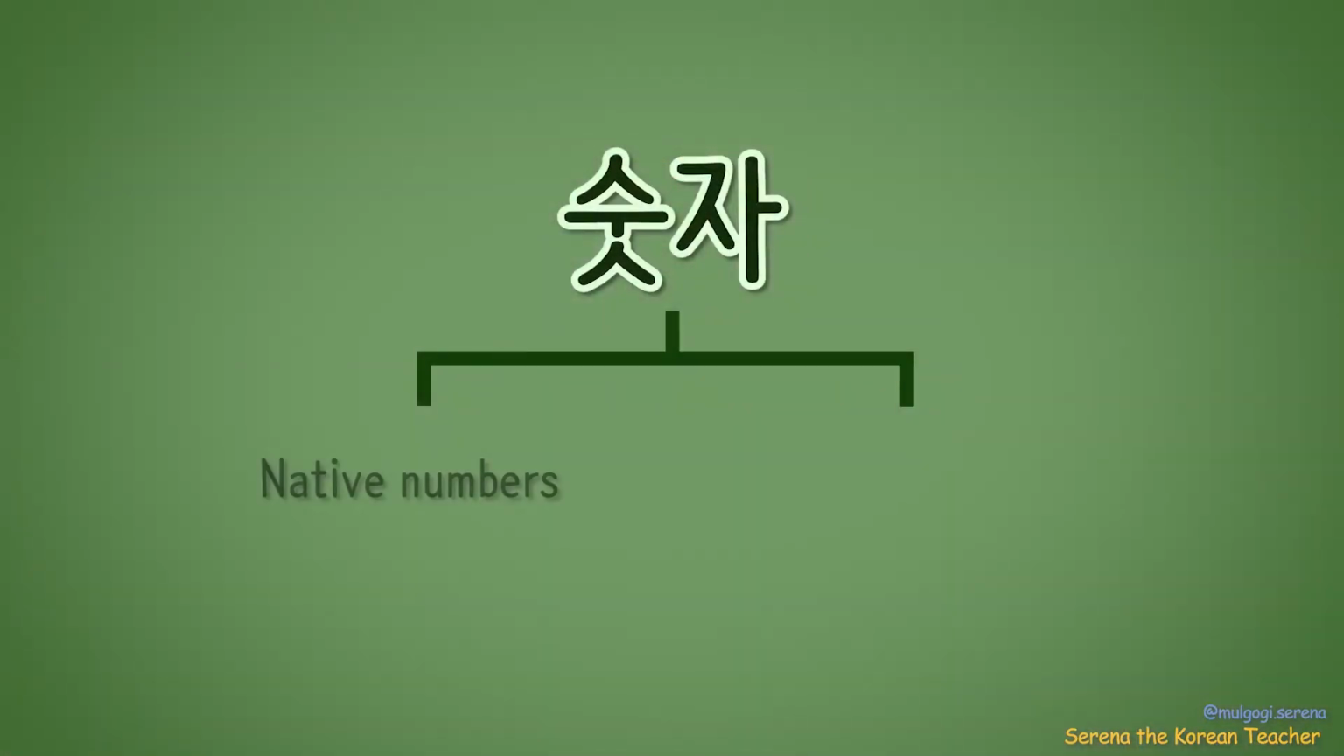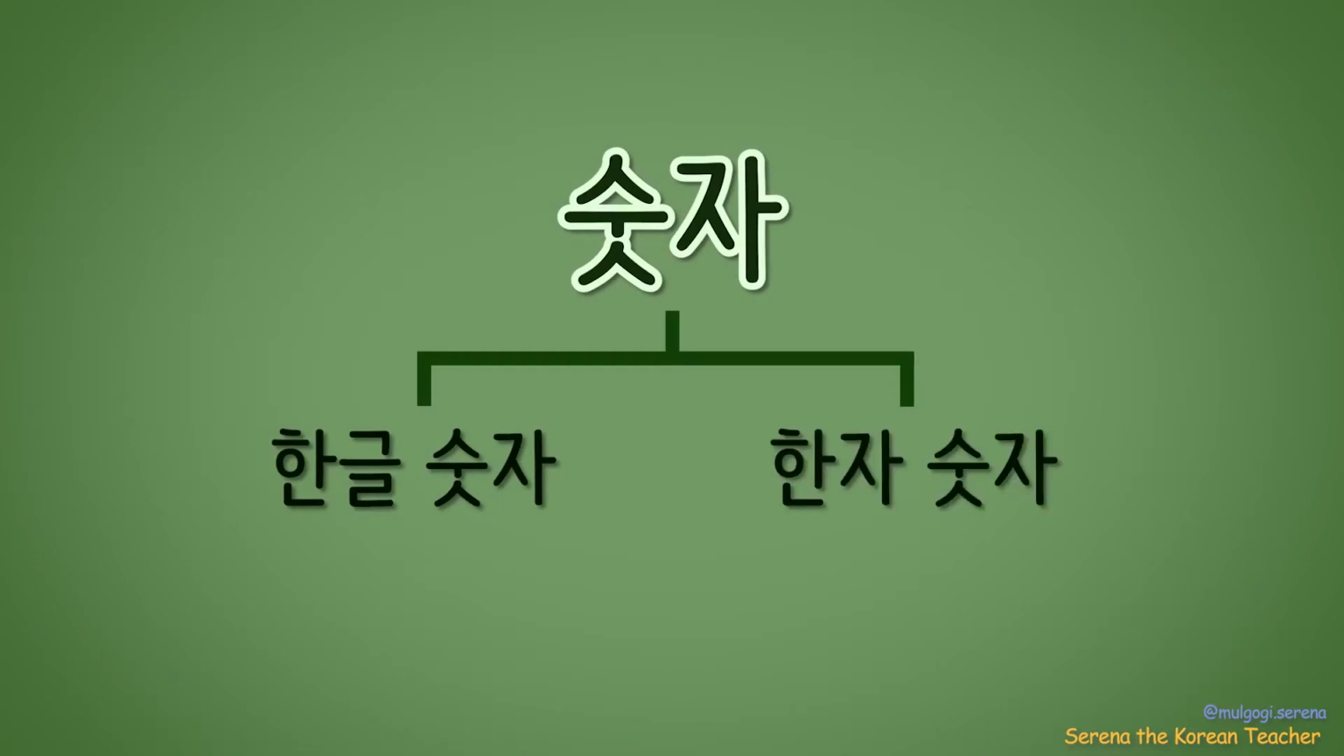The numbers in Korean is 숫자. 숫자 is the word, and we have two different number systems. The first one, I'm going to call it the native number, 한글 숫자, as in native alphabet. The other number system is 한자 숫자, which is the Chinese numbers. Some of you have probably heard it as casino numbers. Basically that means Chinese. So 한글 숫자, 1 to 10, let's count one by one.